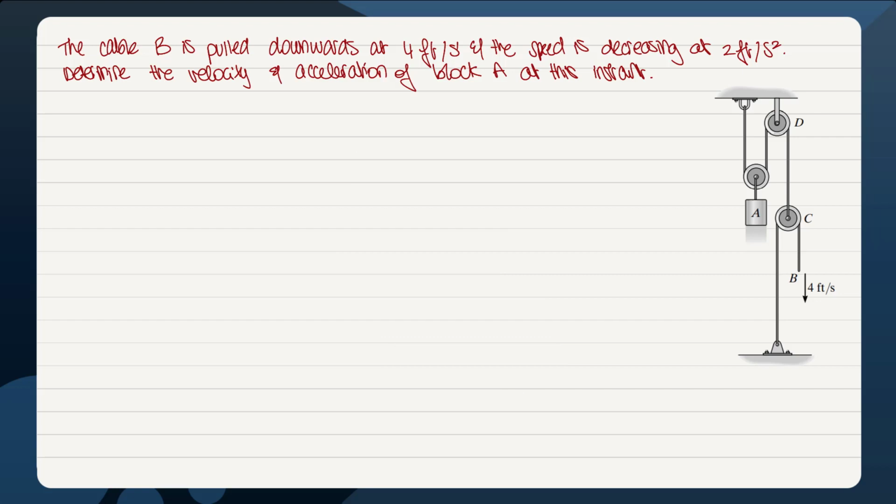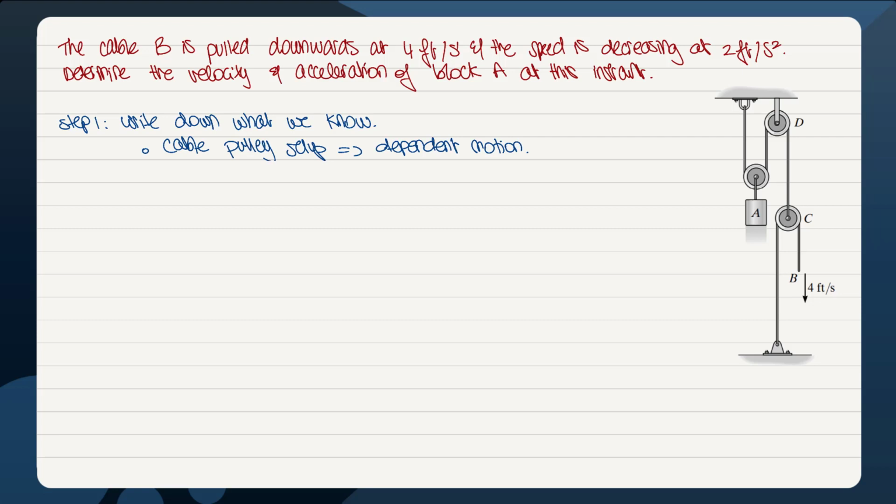The first step, as we have already seen before, is to write down what we know. We know that we're working with a cable and pulley setup, so it means that we're faced with dependent motion. The motion of one of the particles or points, like point B, affects the motion of point A. We're also given the velocity of B, which is 4 feet per second, downwards, and the acceleration of B, which is minus 2 feet per second squared. So if VB is going downwards, the acceleration is negative, so it is impeding the motion downwards. And so the direction of A is upward.